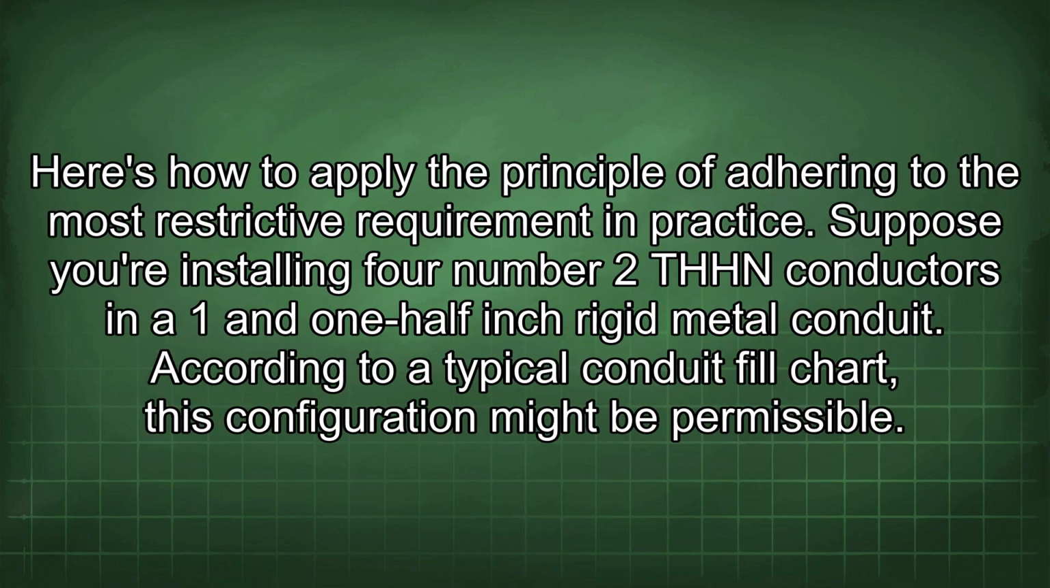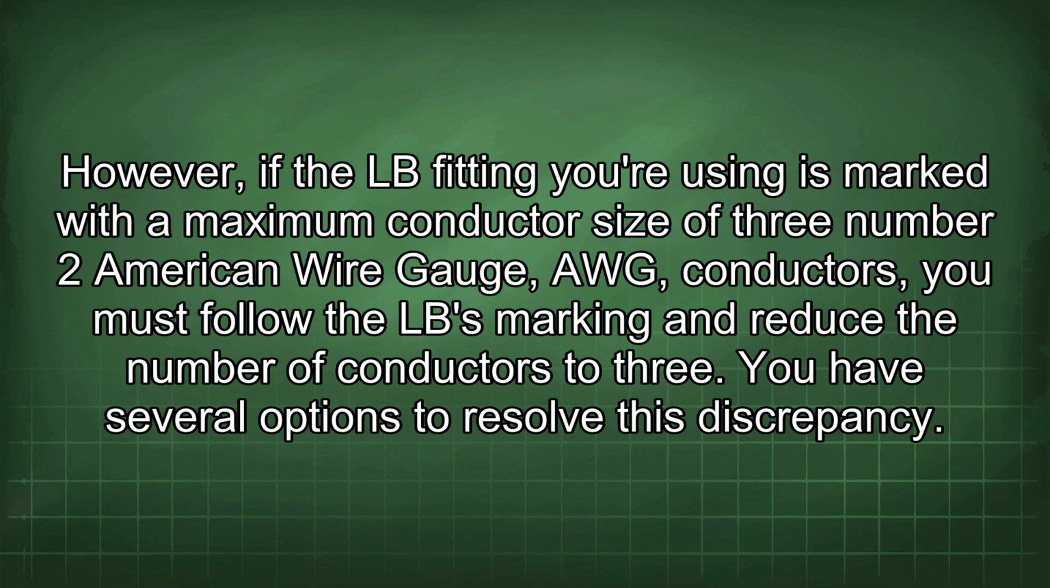Here's how to apply the principle of adhering to the most restrictive requirement in practice. Suppose you're installing 4 number 2 THHN conductors in a 1 1/2 inch rigid metal conduit. According to a typical conduit fill chart, this configuration might be permissible. However, if the LB fitting you're using is marked with a maximum conductor size of 3 number 2 American wire gauge (AWG) conductors, you must follow the LB marking and reduce the number of conductors to 3.